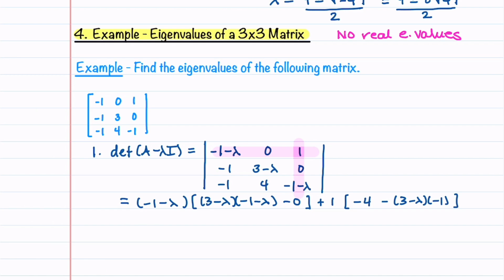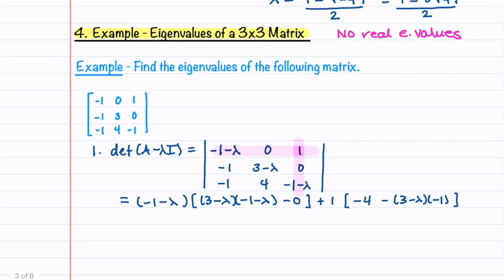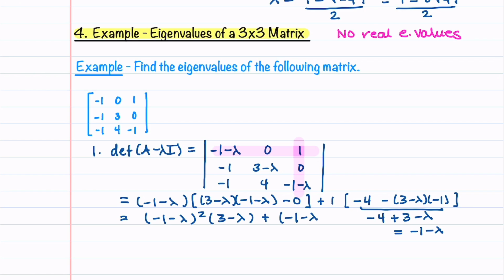It's really important to not multiply everything out until you can see if you can factor out a term. So I'm just going to write our first expression as minus 1 minus lambda squared times 3 minus lambda. And then our last expression here is going to be minus 4 plus 3 minus lambda, and that's equal to minus 1 minus lambda. So let's add a minus 1 minus lambda.